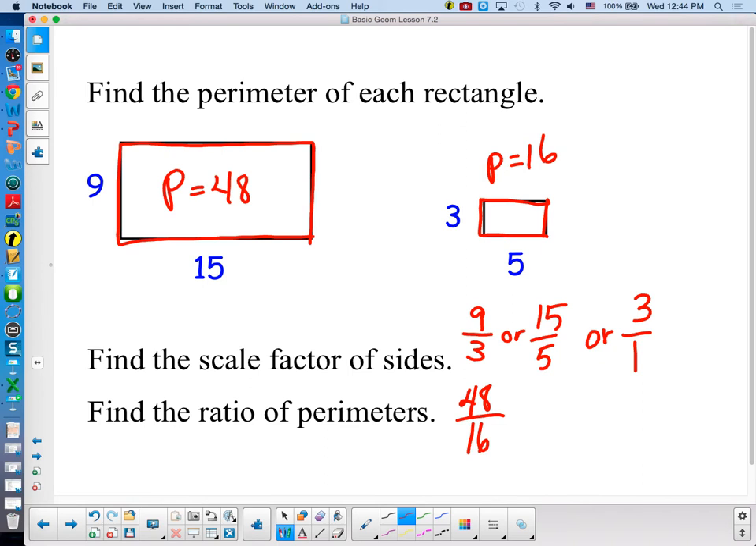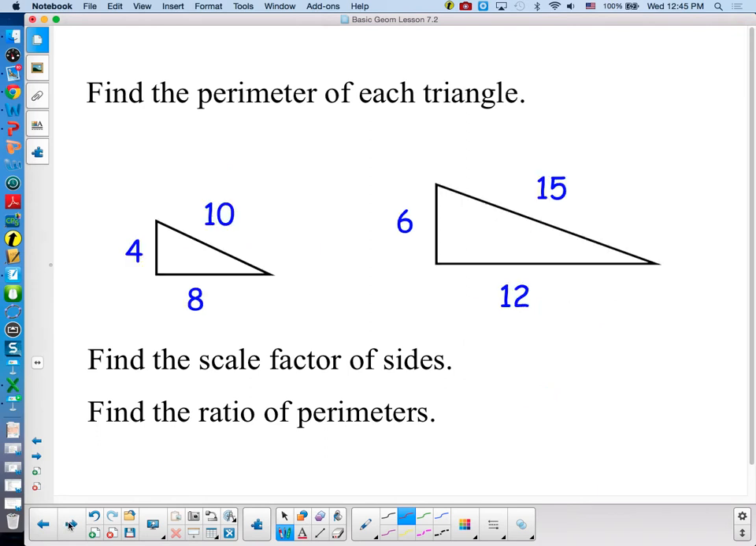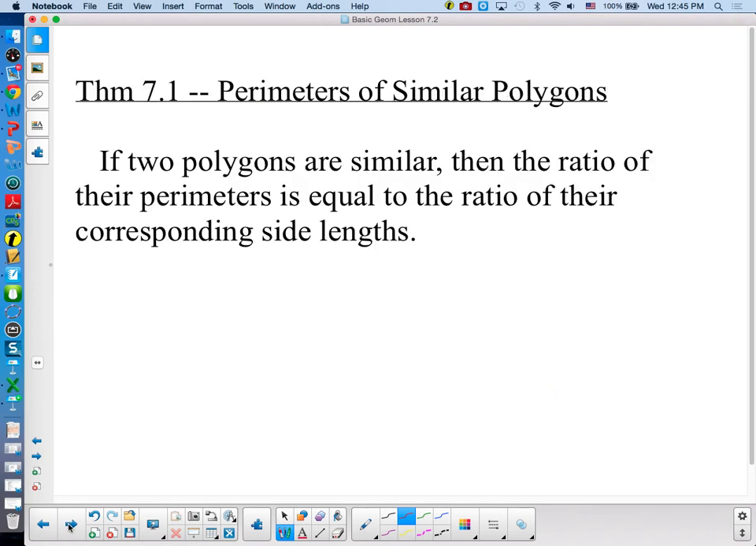Is that reduced down? If you divide by 4, that would be 12 and 4. You could do it again by 4. Do it again by 4. 3 over 1. 3 to 1. Notice it came out the same as our scale factor. If every side is 3 times as big, when you add up, the total will be 3 times as big. So your scale factor is always going to be the same as the ratio of the perimeter. And that is a theorem that we'll do, and then we'll come back to those.